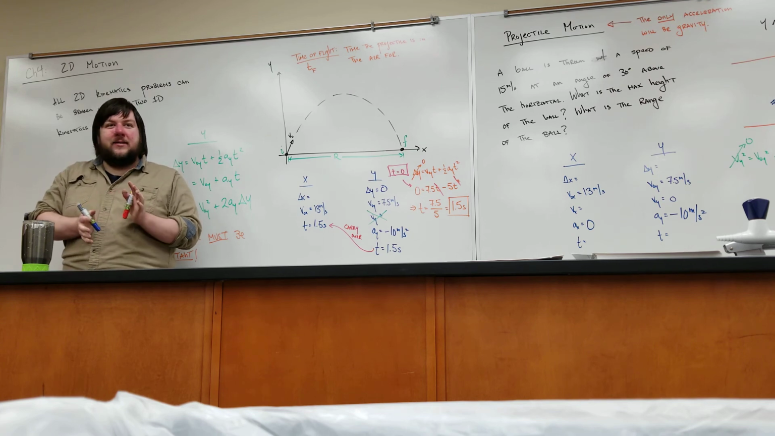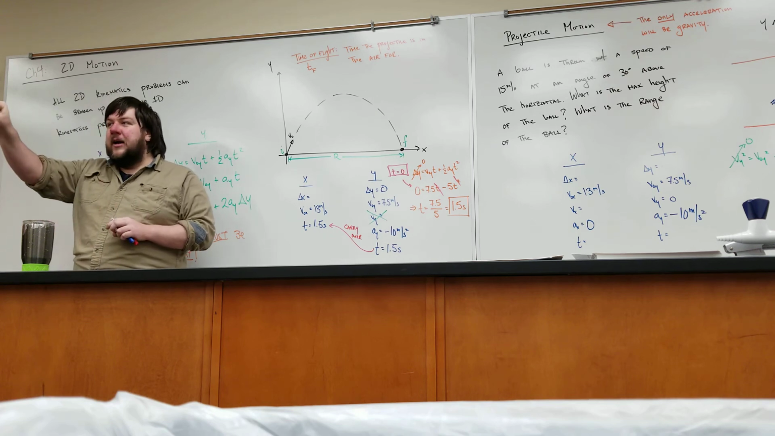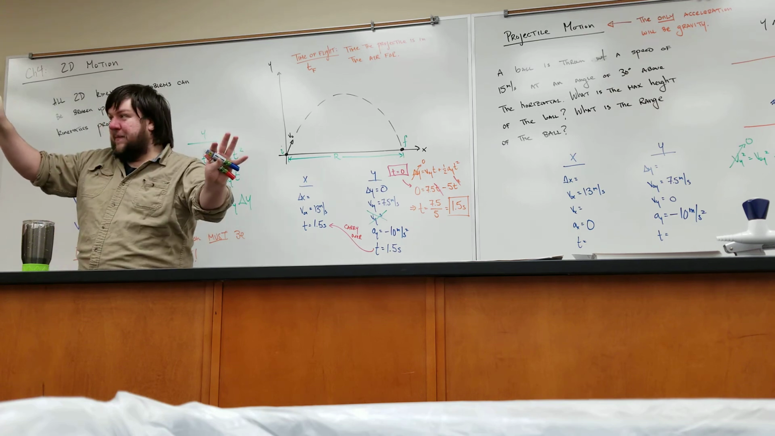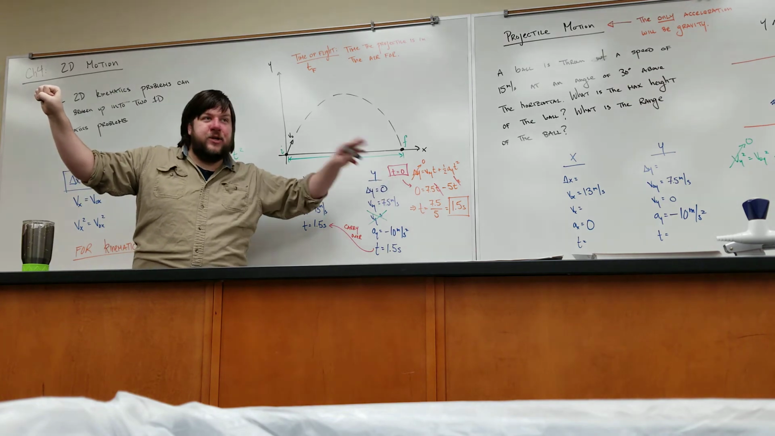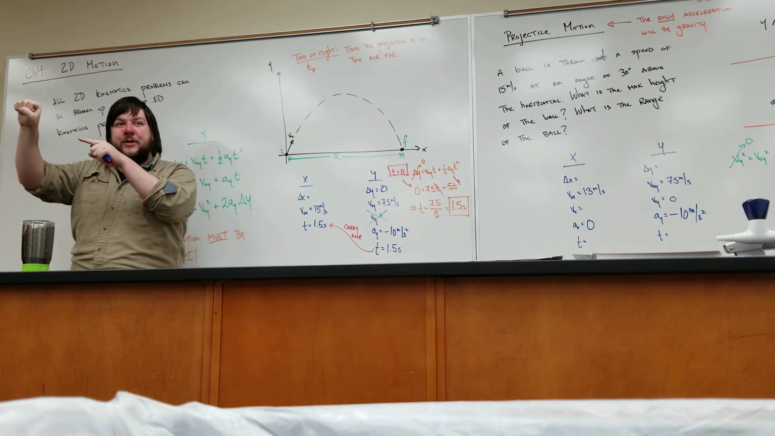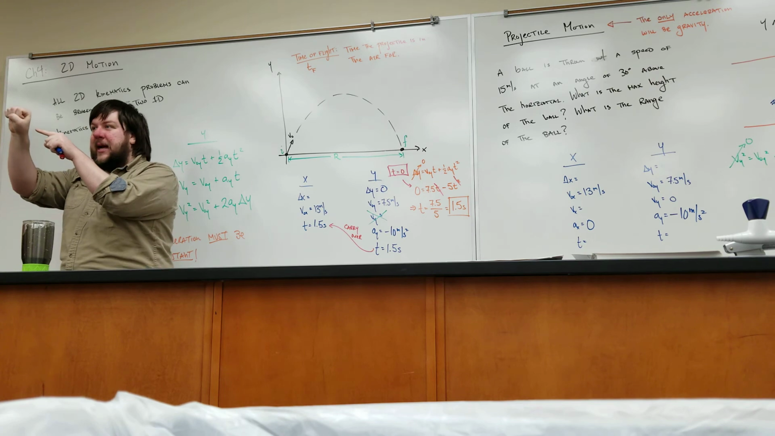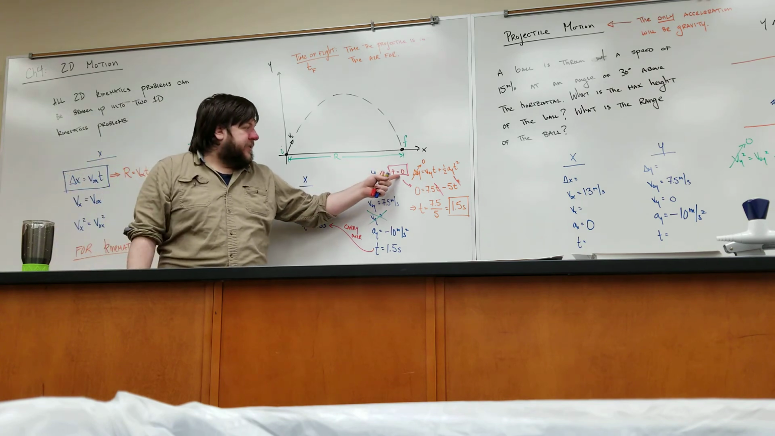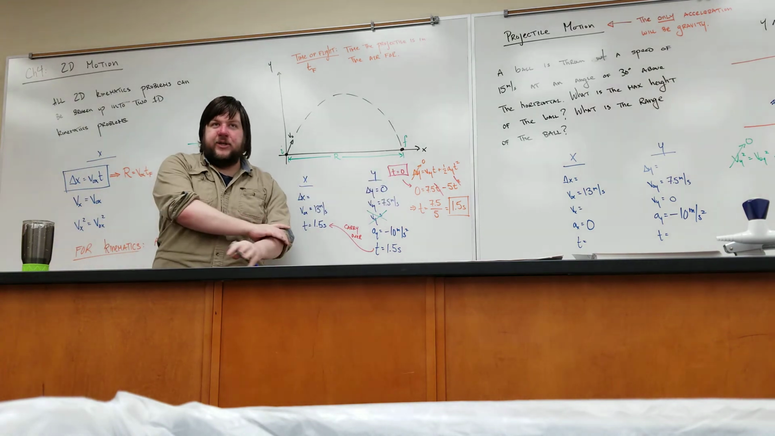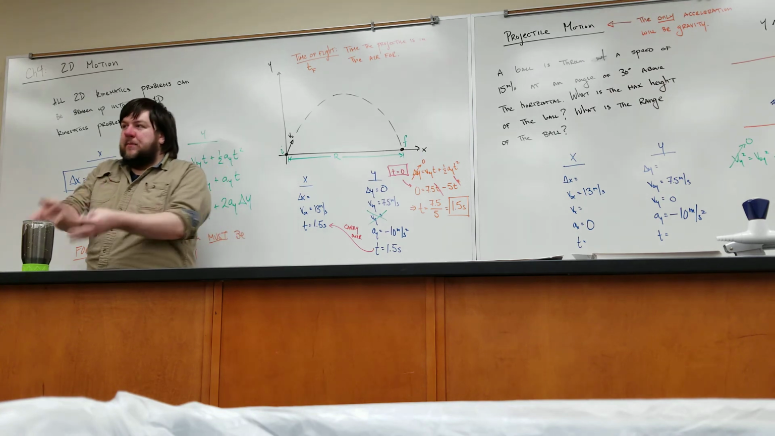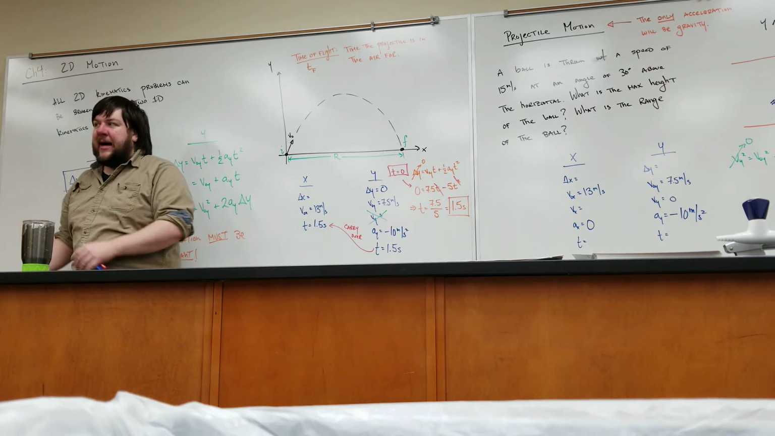I'm not speaking gibberish here. If an object starts here and you allow no time to pass, t equals 0, no time has passed, where's the object going to be? Same place. That's what this t equals 0 solution is. It's an obvious solution. It just says that the object doesn't move if you don't allow any time to pass.